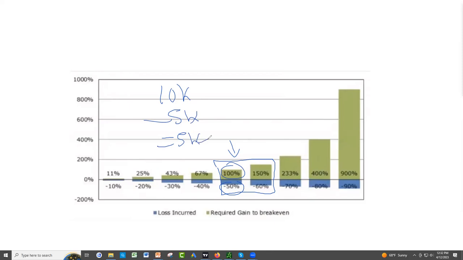Well, to go from 5K back to 10K, guess what? You need 100% return on your money. It's very hard to do 100% return on your money unless you gamble a lot on options and you take the risk. Most of the time, traders that do that blow up their account. They come here, right? They want to revenge trade. So you have to methodically grow your account.